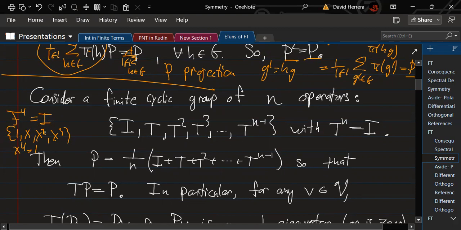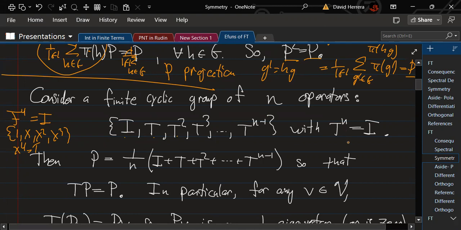You can think of it as a cyclic group. For us, we're going to write it a little bit more generally, because this simple idea generalizes a little bit. So if you have a finite cyclic group of n operators, they're all powers of some operator whose nth power is the identity. So I'm going to assume that you have the identity, t, t squared, t cubed, all the way to t to the n minus 1.